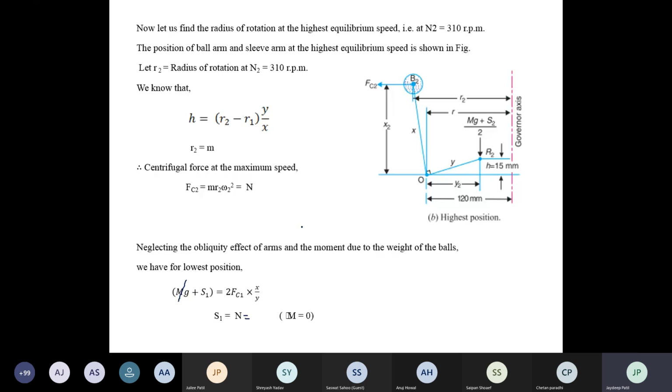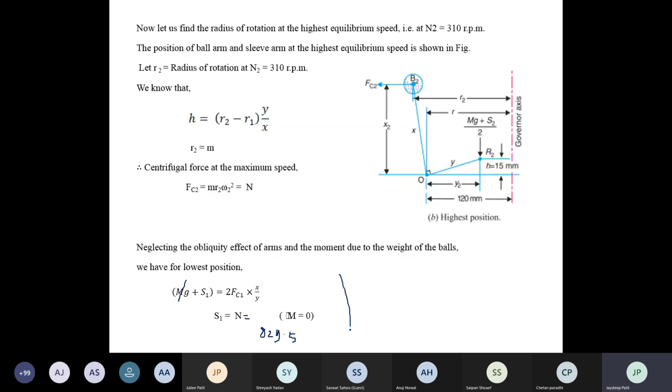How much is S1? S1 is equal to, hello sir, how much? 829.5. How much? 829.5. Okay. Similarly, find out S2.